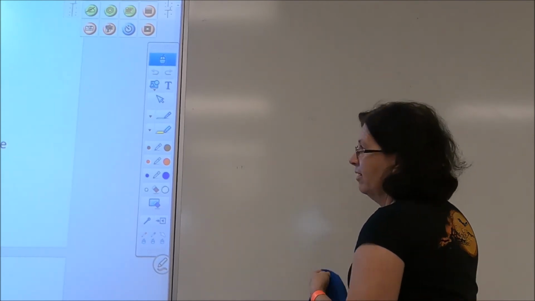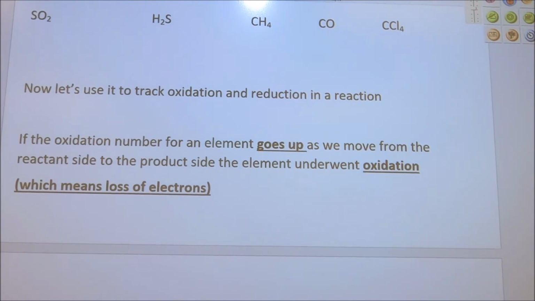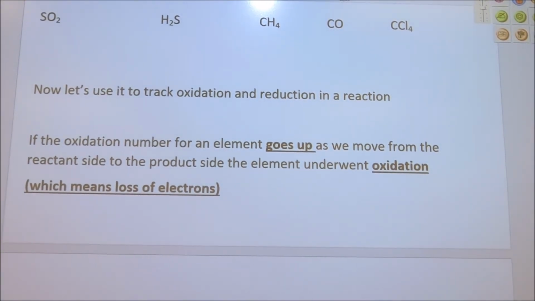Okay, so we can calculate oxidation numbers. What good does it do us? By tracking oxidation numbers, we can discover which element in a reaction is undergoing oxidation and which element in a reaction is undergoing reduction, and if oxidation reduction is happening at all. If the oxidation number for an element goes up as we move from the reactant side to the product side, the element underwent oxidation.